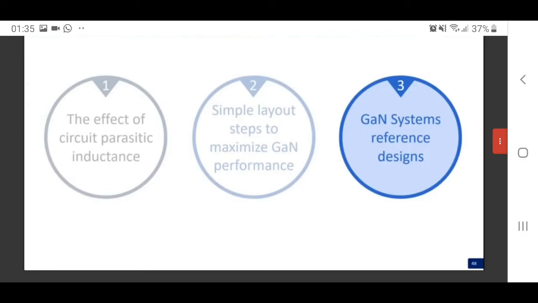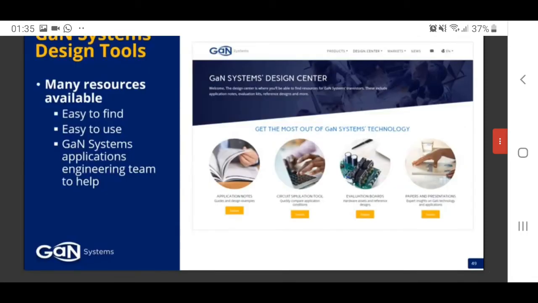The last section is about the available GaN Systems reference designs. Let's talk about the support and the resources you can get from us. If you click on the Design Center in our website, you can see there are many resources available. They are easy to find and easy to use. If you need more help, we have a global applications engineering team to support.